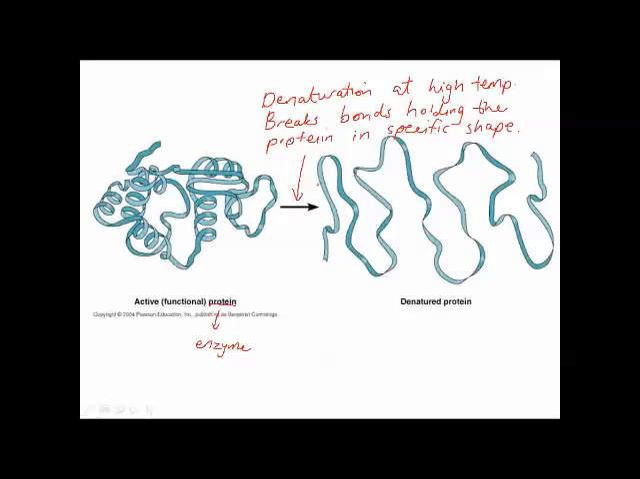Okay, so this is what happens. Remember, this protein has a specific shape, and that shape gives it its function. But if I completely lose the shape and it becomes denatured, it has no function. It can no longer work. The other thing about denaturation: a denatured protein can never go back together. Once it's broken, it's broken.